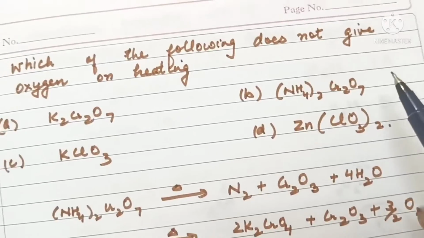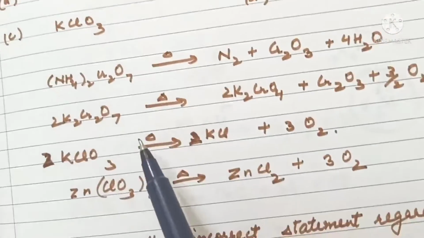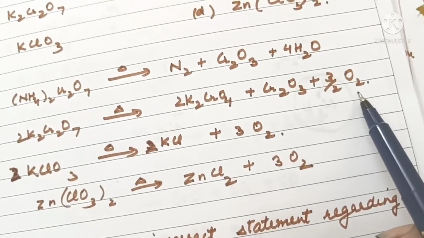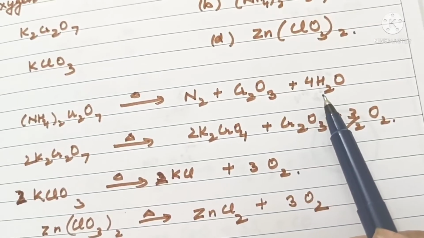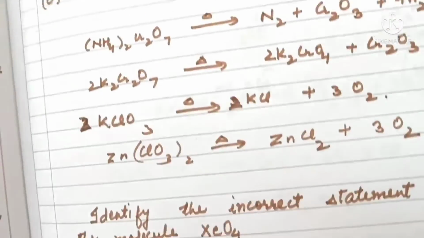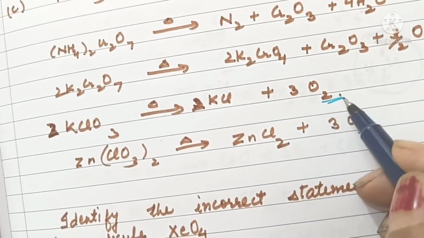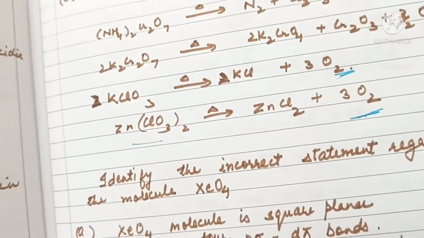Which of the following does not give oxygen on heating? Potassium dichromate will give oxygen on heating. Ammonium dichromate does not give oxygen. So option B is the correct answer. KClO3 also gives oxygen. Zinc chlorate also gives oxygen.